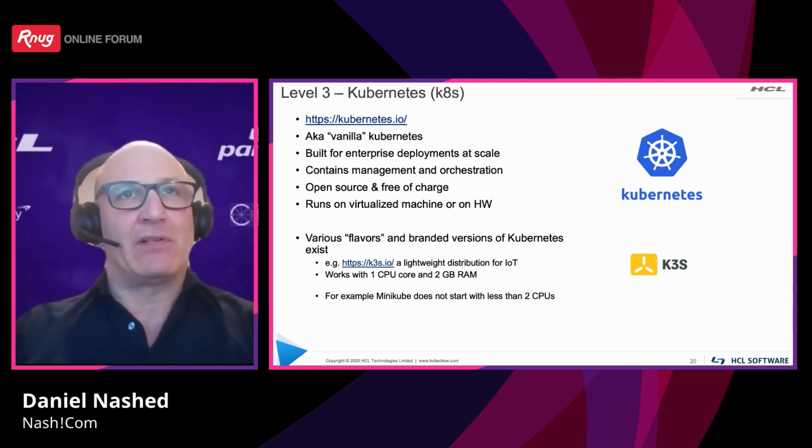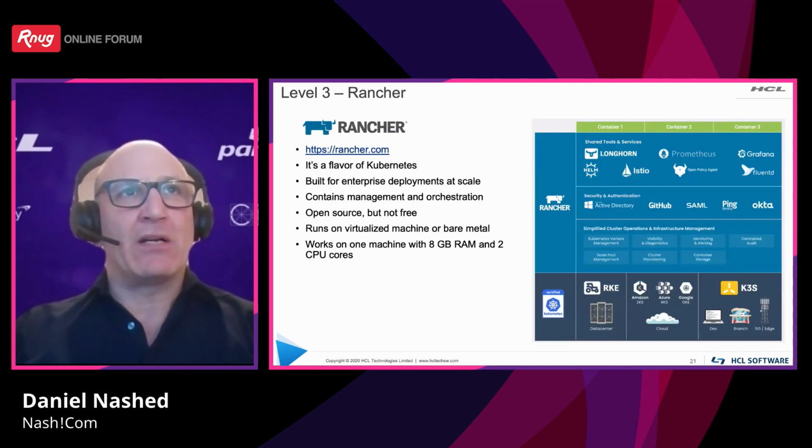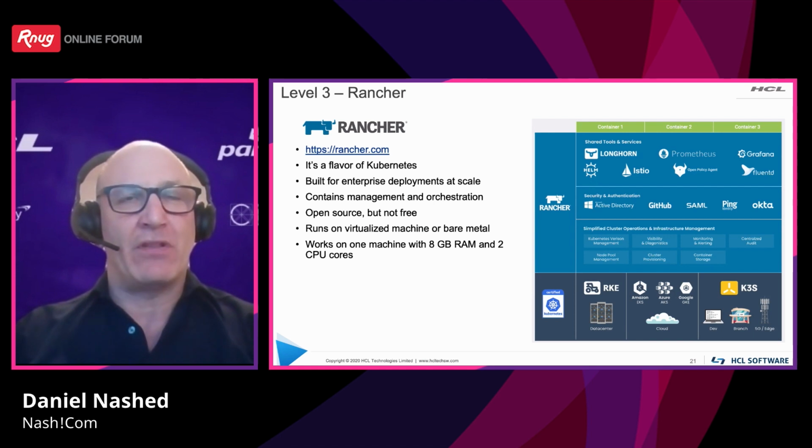That's where the next level comes in, which would be the commercial versions, and there are many of them. And Rancher is one of them. This one, I have it running on my machine. It just needs 8 GB of RAM to start with. 2 CPU cores are fine for the beginning.